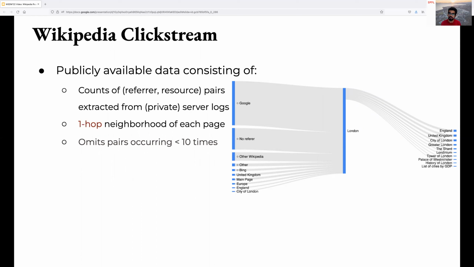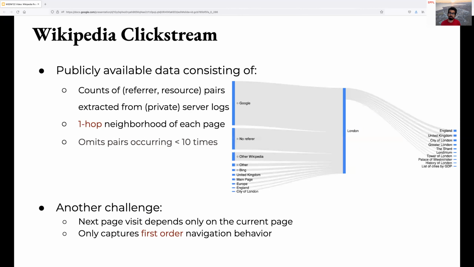While this is good news that there exists a publicly available resource that captures navigation on Wikipedia, this data set presents one more challenge. The next page visit here only depends on the current page and not on any other previously visited pages. In other words, we can say that this data set only captures the first order reader navigation behavior.